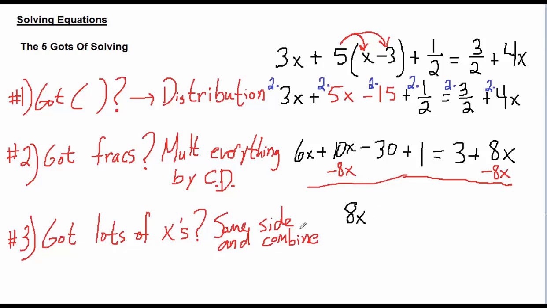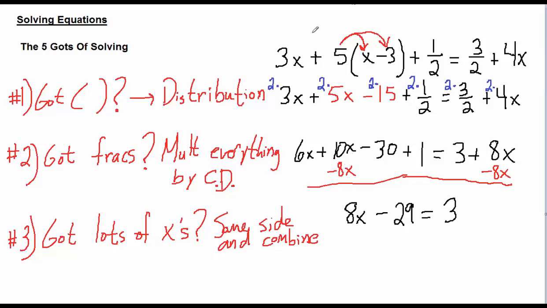I'm going to combine as well. So notice you got to do same side and combine. So I moved my 8x over here. I added all my x's up. I'm also going to combine my numbers. So negative 30 plus 1, that's negative 29 equals 3. Notice the 8x is gone from over here. So I used the law of opposites to move the plus 8x. I did minus 8x to both sides using the law of opposites.